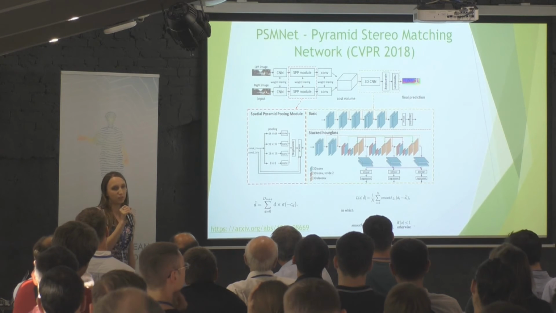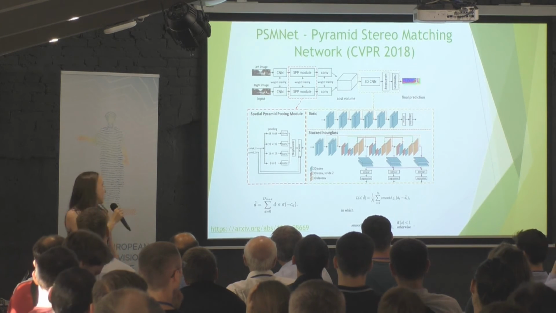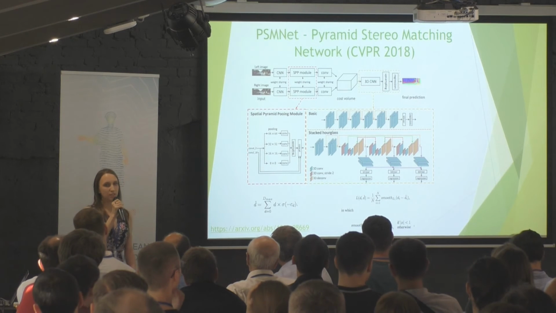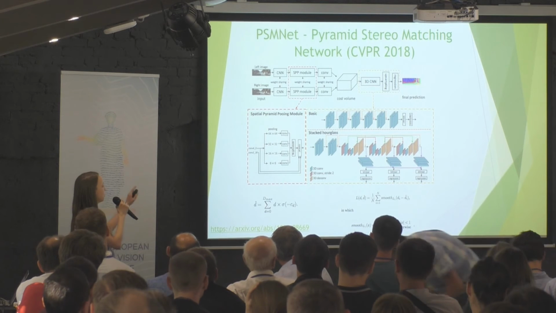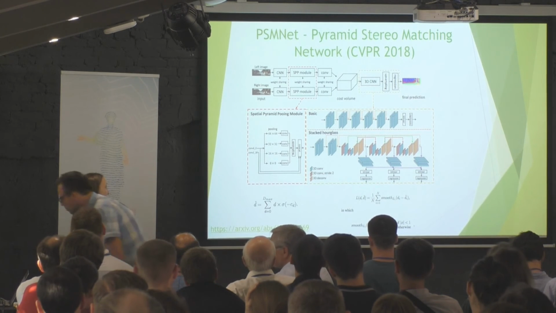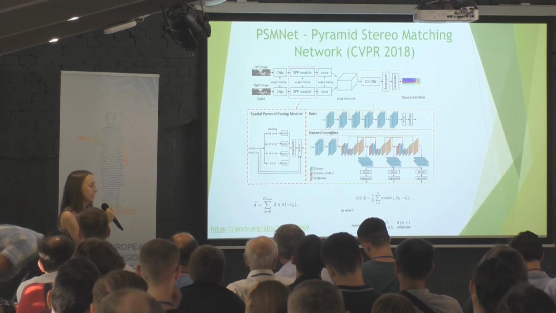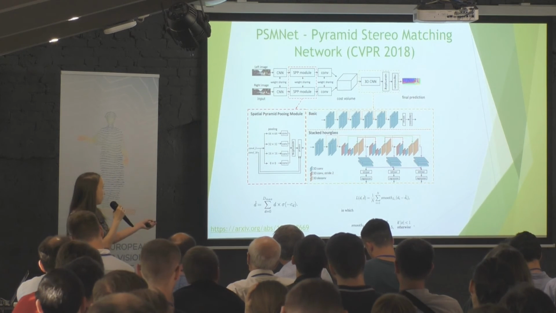Later, PSMNet came in. So basically, you want to have some context information, and a spatial pyramid pooling module does it. Also, they did it a little bit differently. They don't have shared weights after that, they just create one cost volume, and they optimize it in a regression way. The rest of the idea is exactly the same. Also, the L1 loss changed to smooth L1 loss.